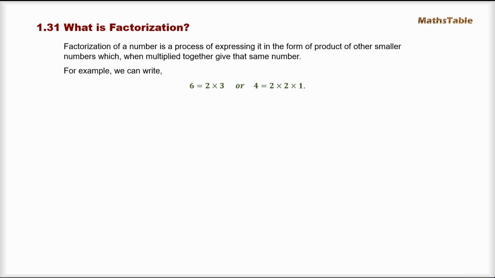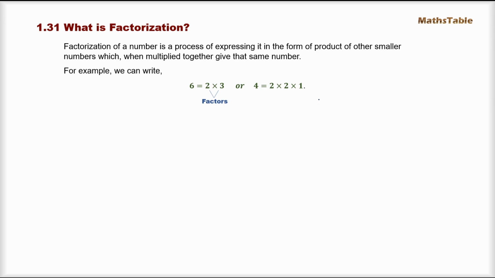Now, in the case of simple numbers, factorization is simply a process of expressing that number in the form of a product of other smaller numbers, which when multiplied together give that same number. For instance, we can write 6 as a product of two smaller numbers, 2 and 3. This process is called factorization. Now these smaller numbers, 2 and 3, are known as factors of that bigger number. So this is what simple factorization is all about.